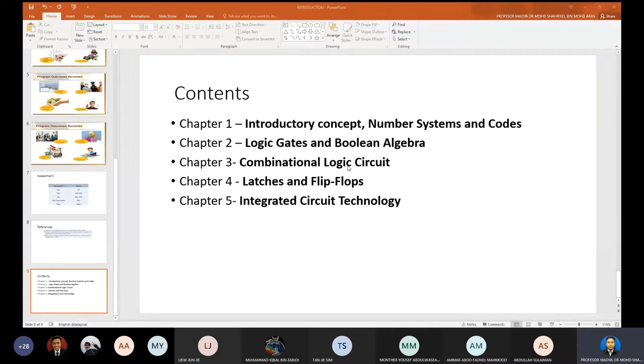Normally chapter 5 will be DIY, do it yourself. And maybe if you have time, I will go through the surface of chapter 5, because chapter 5 is more on integrated circuit technology, and this topic will be explained in detail in the subject Digital System, that is offered for FKKK students, not for us, not for FKE. We just take Digital Electronics. This subject is more on systems, but it is not offered for us, just for FKKK students. So that's all for the introduction.